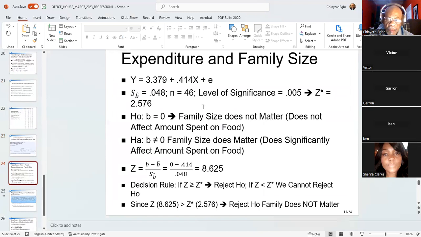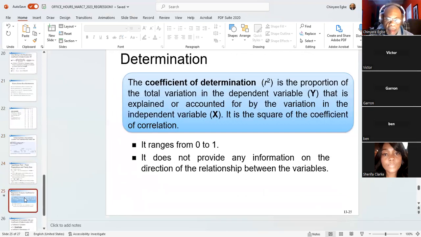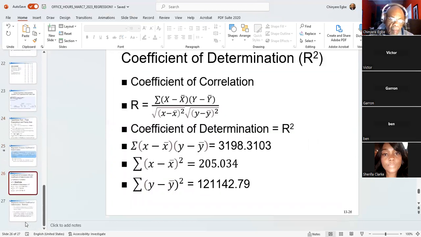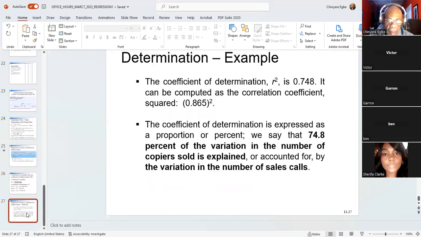Okay, and you can see here, we went through that process and we tested the hypothesis. And so I would expect you to be able to test a hypothesis. All right, does anybody have any other questions?